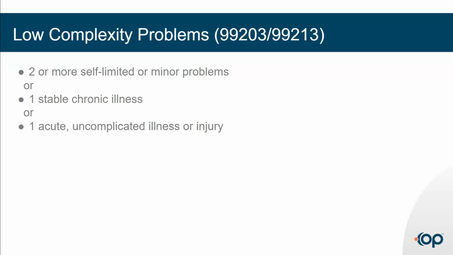If you have a stable chronic illness, say the patient's asthma, but they're not really having a flare, but they have the sniffles and you talk to them about what might happen if their asthma flares, that's a chronic illness that you addressed. But you don't get to go up a level if you have 2 or more self-limited or minor problems and a stable chronic illness. It's one or the other. And then an acute uncomplicated illness or injury, a sprained ankle, a routine otitis without a patient looking sick, is an acute uncomplicated illness. So if you have a sprained ankle and stable asthma, you still are only at a low complexity visit.